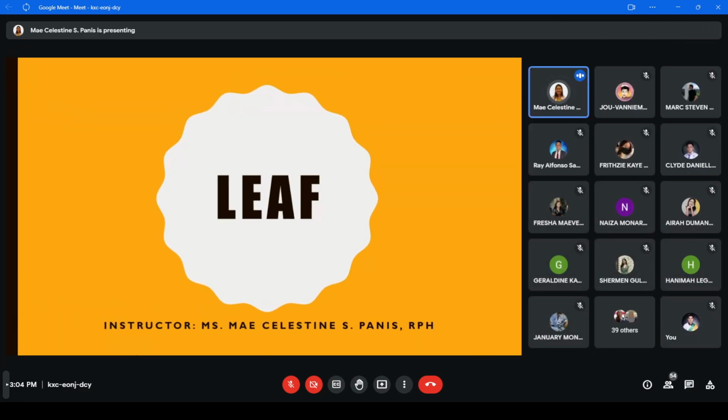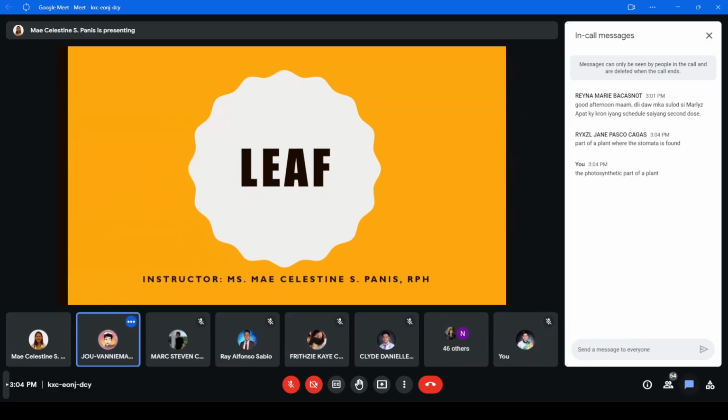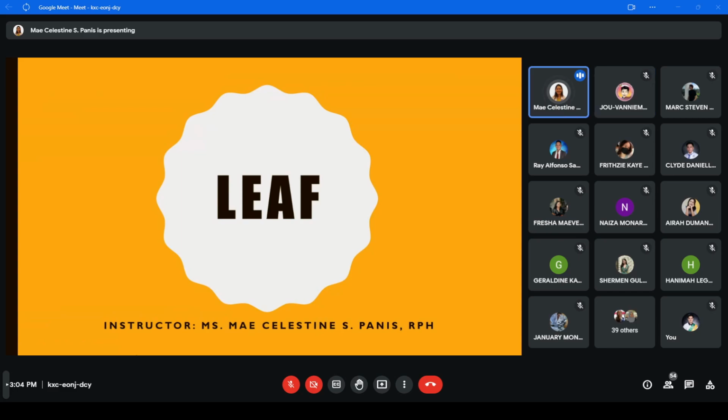Okay, very good. So the leaf is a plant organ wherein photosynthesis takes place. What is photosynthesis, class? The food making process in plants. Okay, food making process of the plant. And also mentioned by Mr. Reyes, the exchange of gases. Correct. Okay, very good.